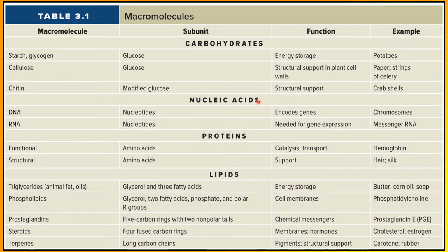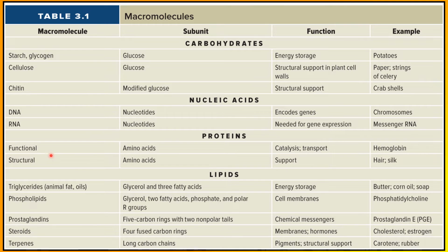We have nucleic acids here. The subunit is the nucleotide. The nucleic acids that we're concerned about are DNA and RNA. And this is obviously for carrying the genetic information. Proteins, the subunit for proteins is the amino acid.